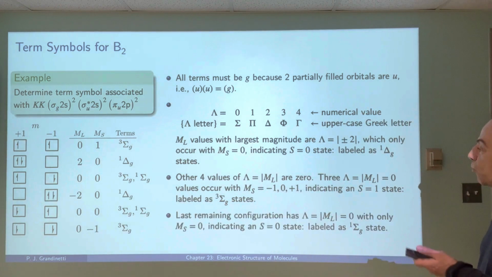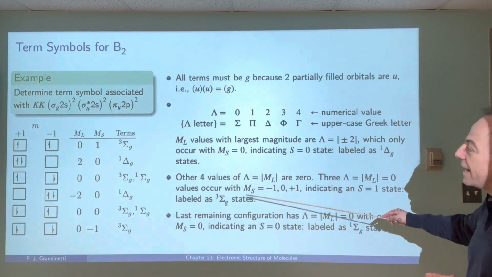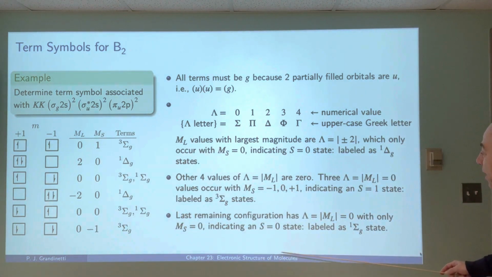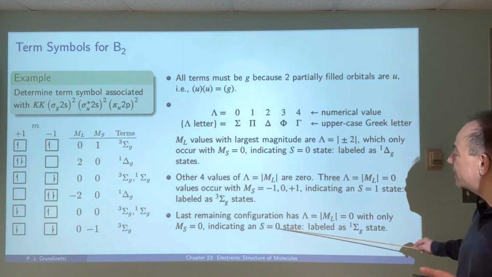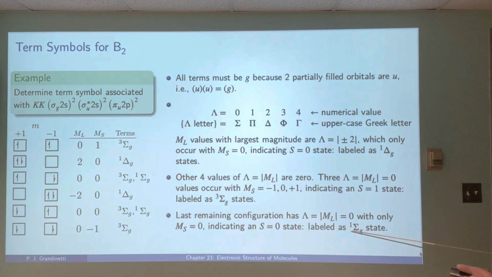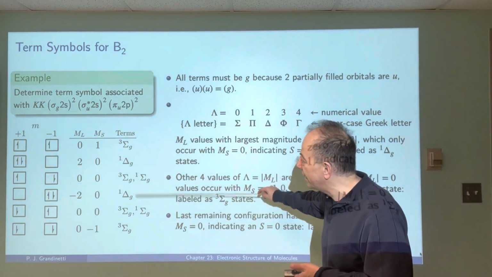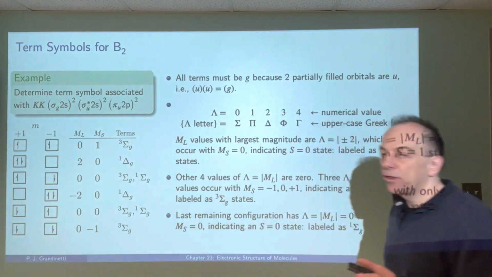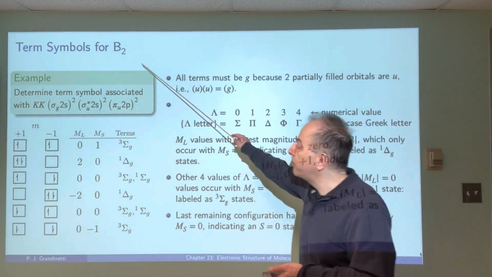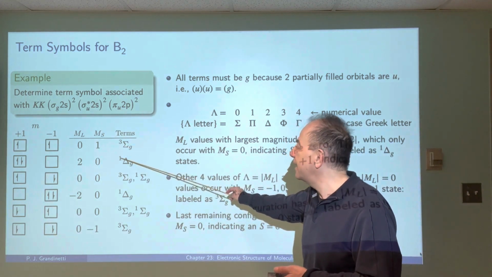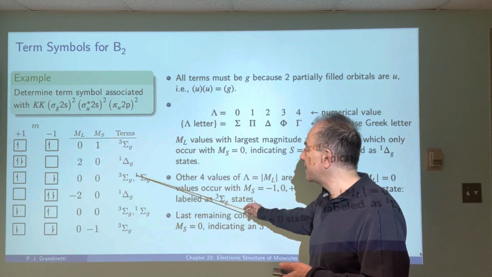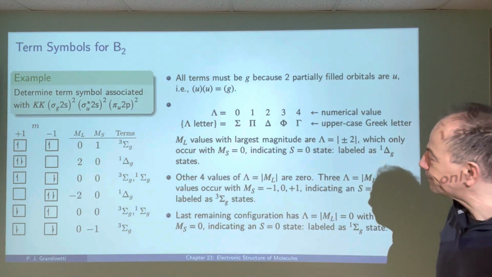That leaves us with just 1. We've assigned 2 here, 3 here, and now we have 1 left, and that's the one associated with capital lambda of 0, and S of 0 because there's only an M sub S of 0, so the total S is 0. So we have left over a singlet sigma G state, and that would be either one of these 2 here. So now we've identified the 3 possible terms you can have for the B2 molecule, which are the triplet sigma G, the singlet delta G, and the singlet sigma G. All right?